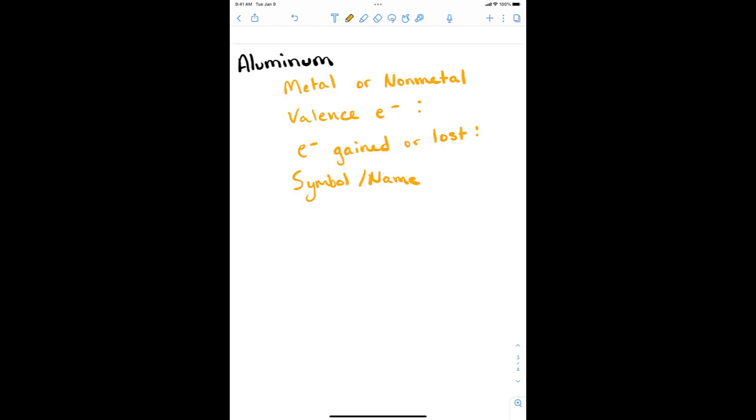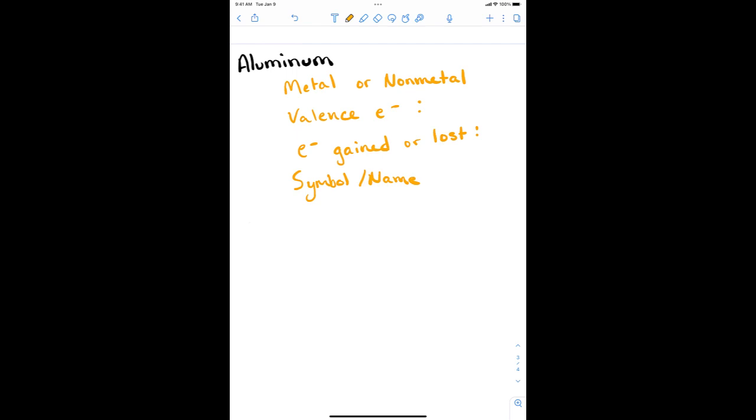So I have a problem here that says consider the elements aluminum and oxygen. Identify each as a metal or a nonmetal. State the number of valence electrons for each. State the number of electrons that must be lost or gained for each to achieve an octet, and then write the symbol including its ionic charge and the name for each ion. So we're going to start by doing this for aluminum.